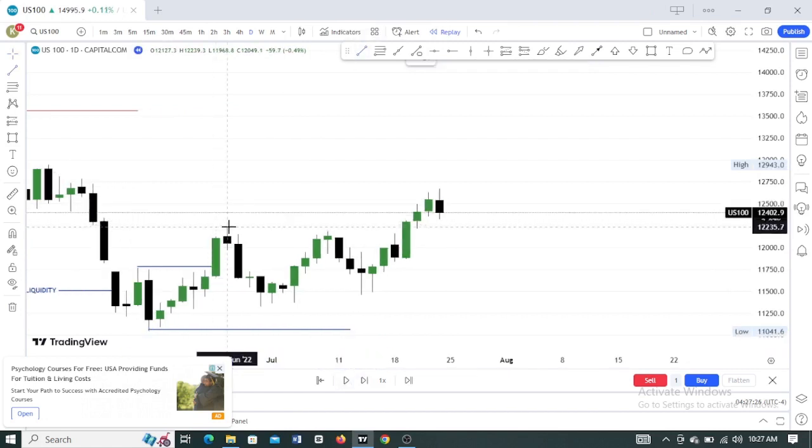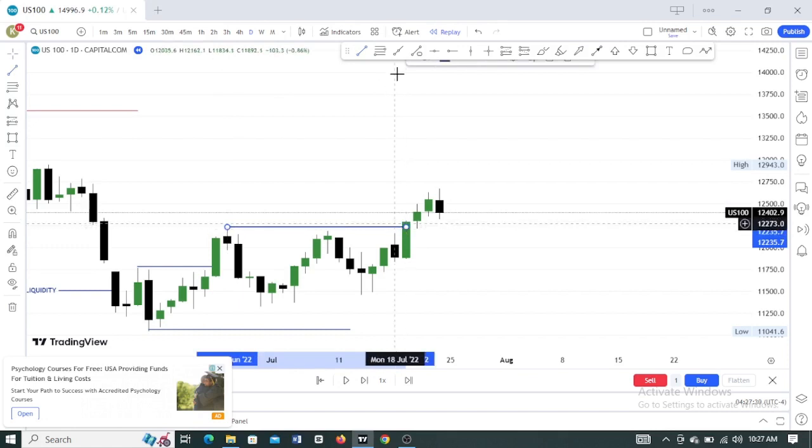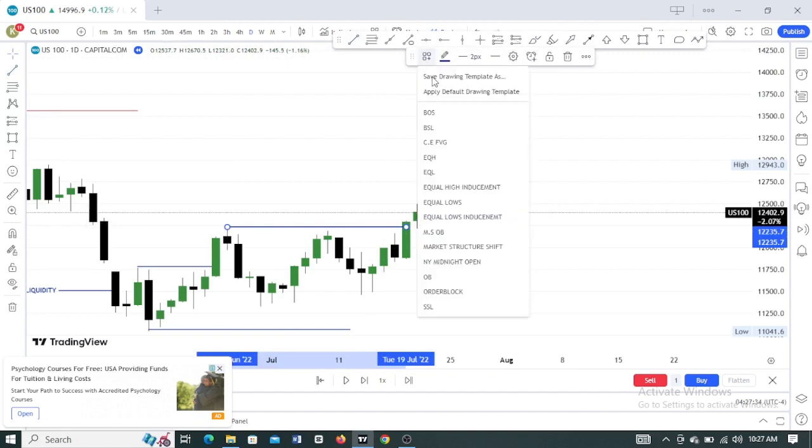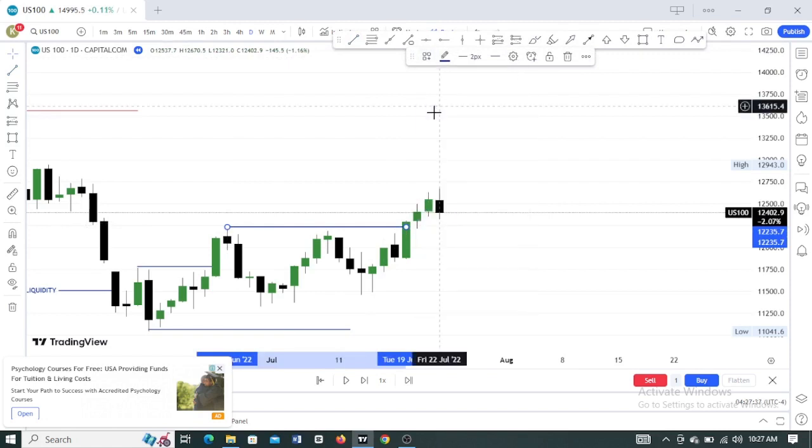We have this high here. It gets broken. We are experiencing a break of structure to the opposite direction, a break of structure to the upside. A market structure shift occurred. A break of structure occurred, meaning that now we are experiencing bullish movement. Right? Let's keep on going.